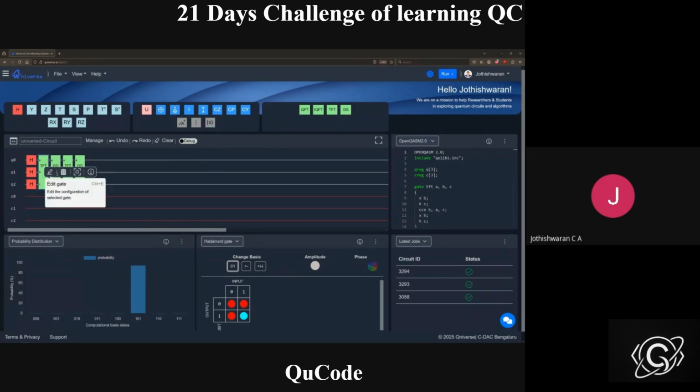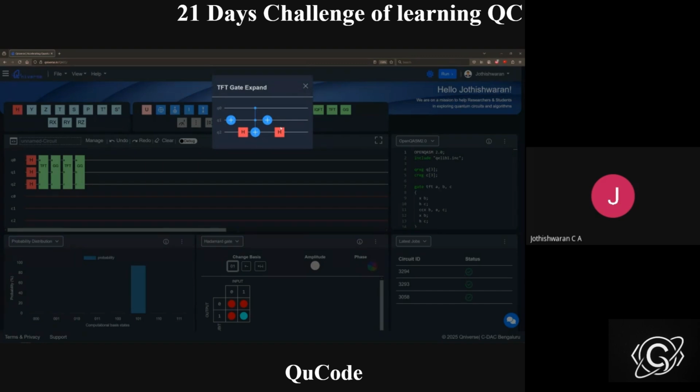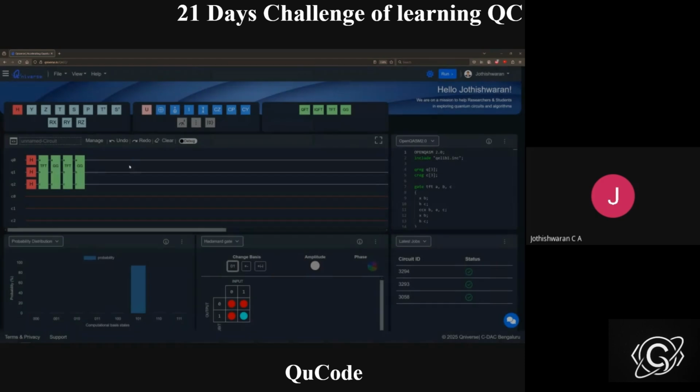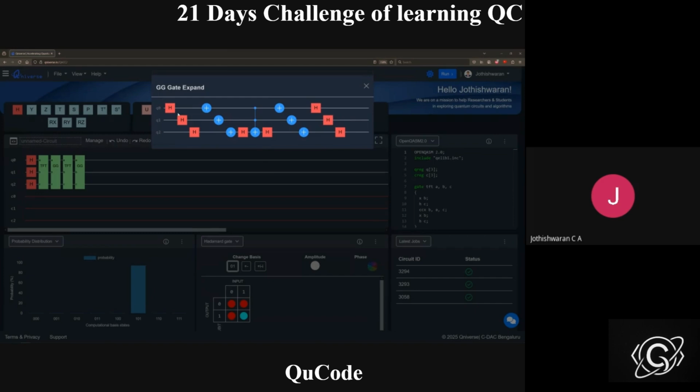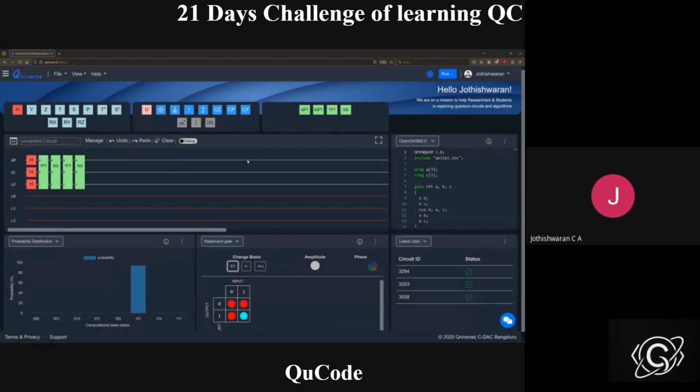Okay, so let me expand this gate. As you can see, there are 2 Hadamard gates in this also. Now let me open the Grover gate. Oh God, why is it falling off? Yeah. You see, the Grover gate has 1, 2, 3, 4, 5, 6, 7, 8 Hadamard gates. So Hadamard gates are everywhere. And without Hadamard gates, this algorithm cannot be performed. So that is why I wanted to start with Deutsch-Jozsa, so that I can show the importance of the Hadamard gate and then move on to Grover's.